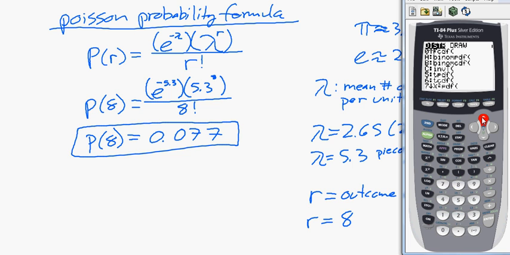Now, again, we have our calculator. We have Poisson PDF, which can, oops, I didn't want it in there.